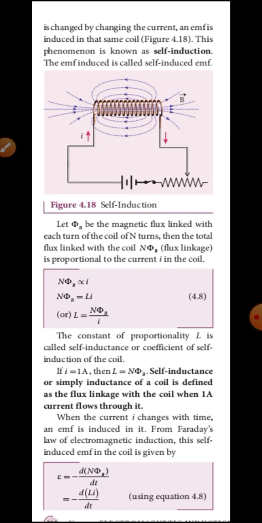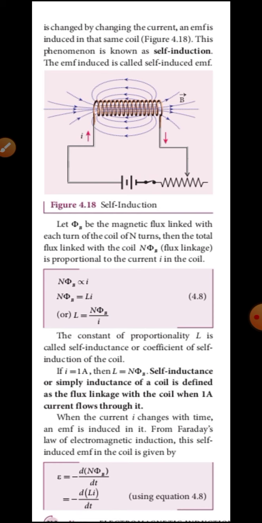Here, see the diagram of self-induction. The magnetic flux of the magnetic field is linked with the coil. This flux is changed by changing the current and EMF is induced in the same coil. This is known as self-induction. The EMF induced is called self-induced EMF.